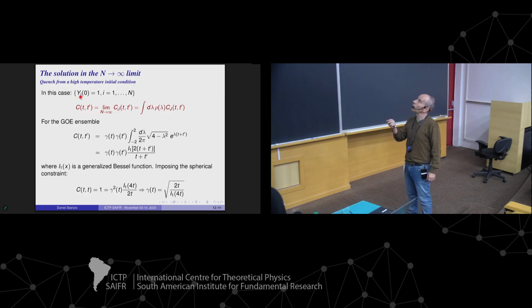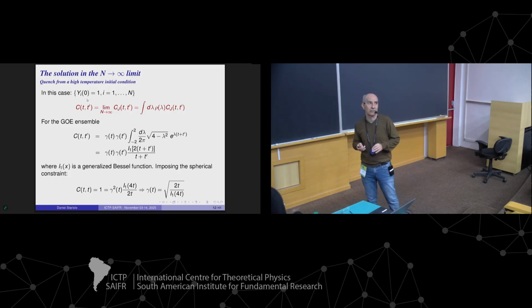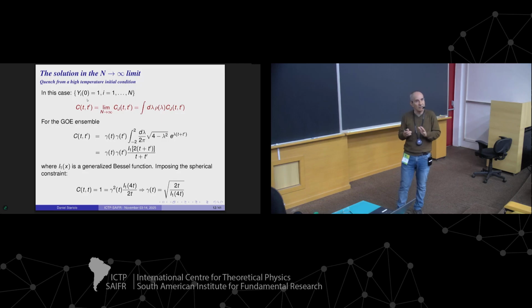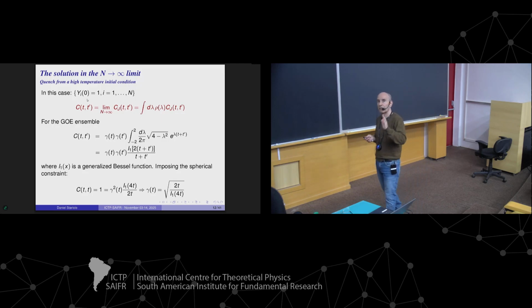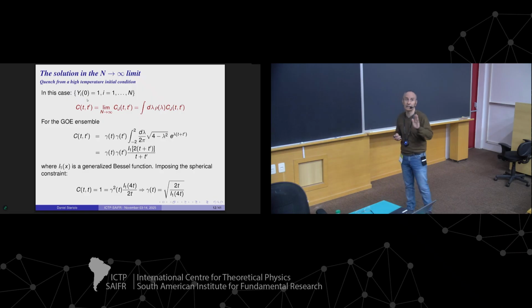Let's work with a particular kind of initial conditions. Say we can choose any initial conditions up to this point. We can initialize the system near an equilibrium point, near a local equilibrium point, or, for example, in a high temperature initial condition. Because we are now interested in quenches from a high temperature state to a low temperature state, we will initialize the system in a high temperature initial condition.